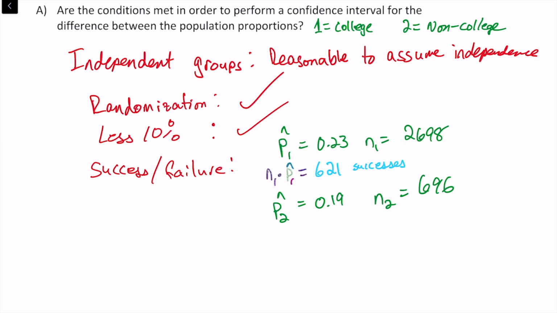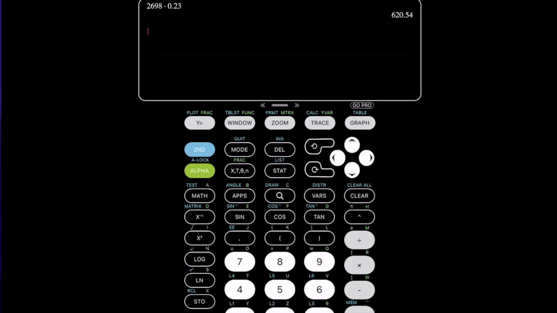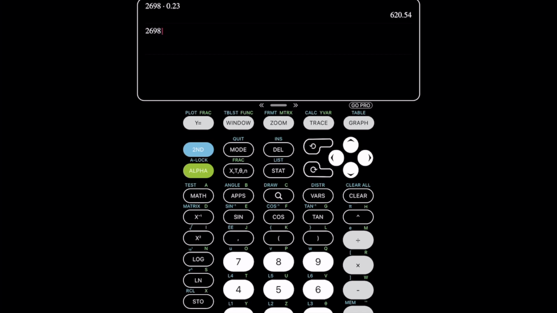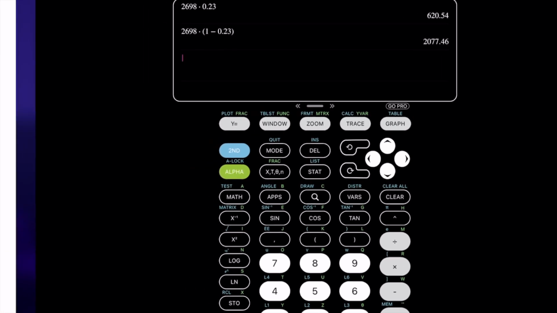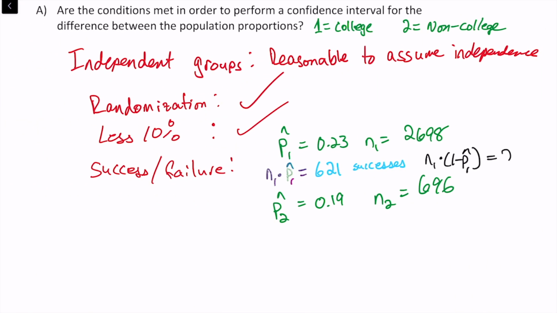We're also going to check the number of failures, which would be N1 times 1 minus P1 hat. So that will be 2698 times parentheses 1 minus 0.23. And this is the number of failures, which is 2077.4. Let's just round up, 2078. All right, so there we go. Both of those are greater than 10. So far, so good. Now we do the same thing with sample 2.